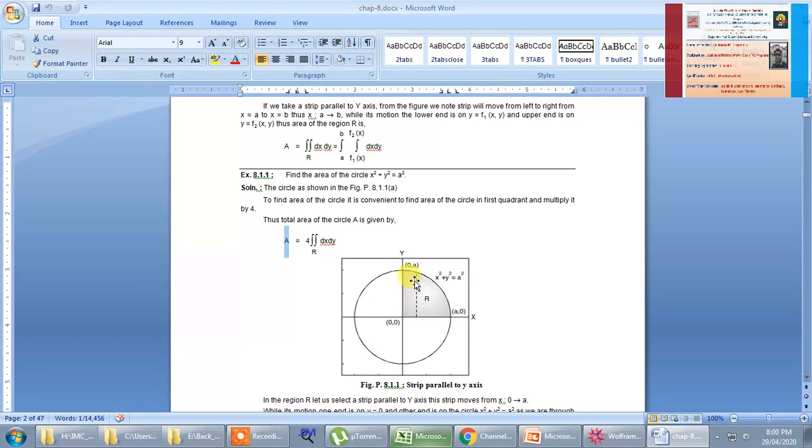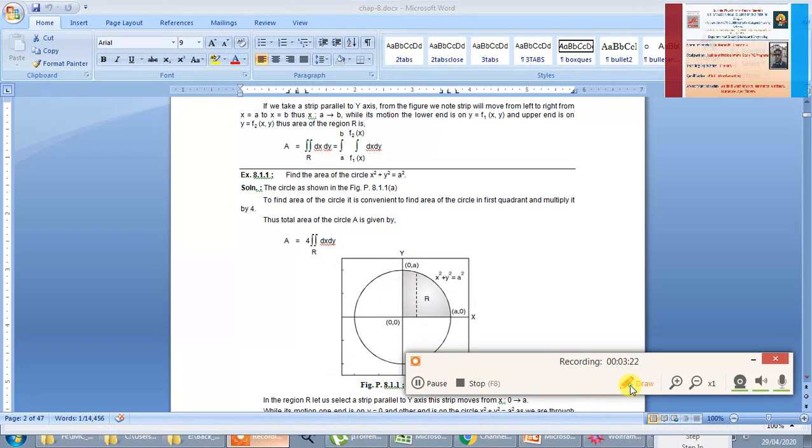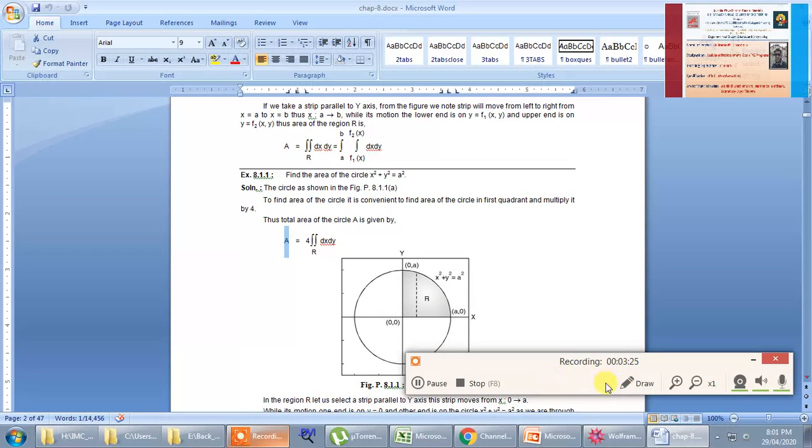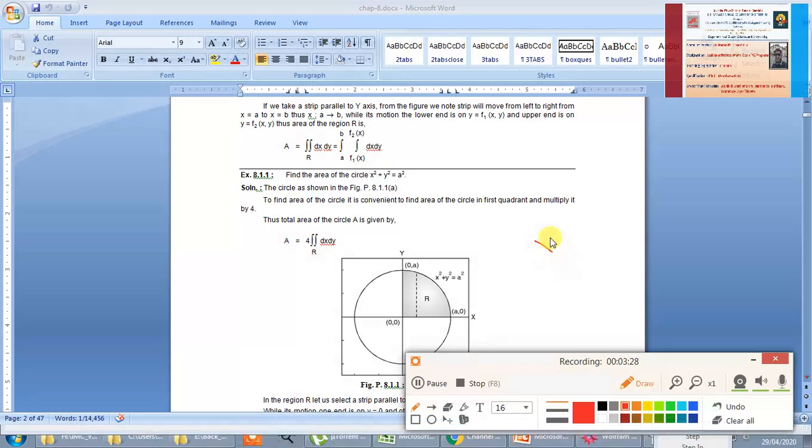Now this strip moves from left to right, and the left position is the y axis. The equation of the y axis is x equal to 0. So the strip moves from x equal to 0 to x equal to a. Once we have the limits of x, the limits of y remain. During its motion, the lower end is on the x axis, whose equation is y equal to 0, whereas the upper end is on the circle.